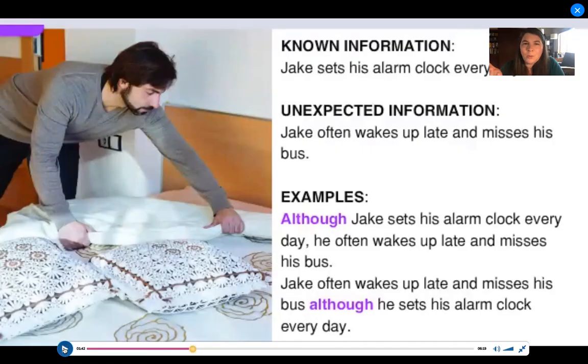Why are we using although? Although he sets his alarm clock every day. If you set your alarm clock every day, I would think that you wake up on time, right? But he doesn't. He wakes up late and misses his bus. So there's the change, the surprise. You say, what? Really? He's always late? And you say, yes. Although he sets his alarm clock every day, he wakes up late and misses his bus. That's the surprise.